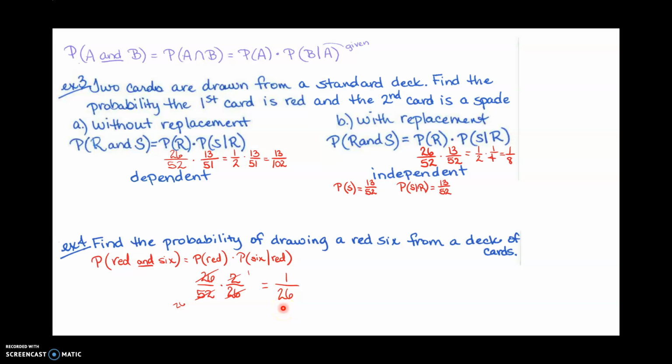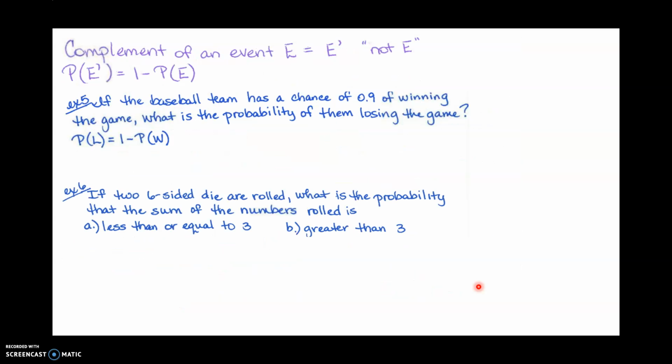Now, you can also use common sense with this if you'd rather. Like, if you think of a whole deck of cards and you think about what are your red 6s, well, there's a 6 of hearts and there's a 6 of diamonds. So there are 2 cards out of the whole deck of 52, and that would give you 1 out of 26. So you can see whether you use the formula or you use common sense, you're going to get the same answer. All right, look at the next one.